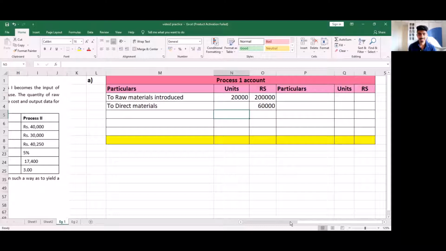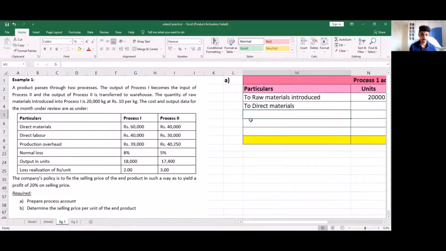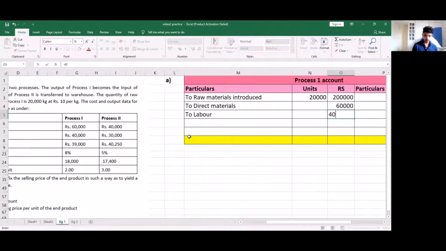So all our expenses will be on the debit side while calculating the cost. So next we have direct labor, 40,000. Again, by having more labors, it does not mean that you will get more number of jeans. If I have 5 or 10 labors with the same amount of quantity, my number of jeans will be the same. So labor, 40,000.